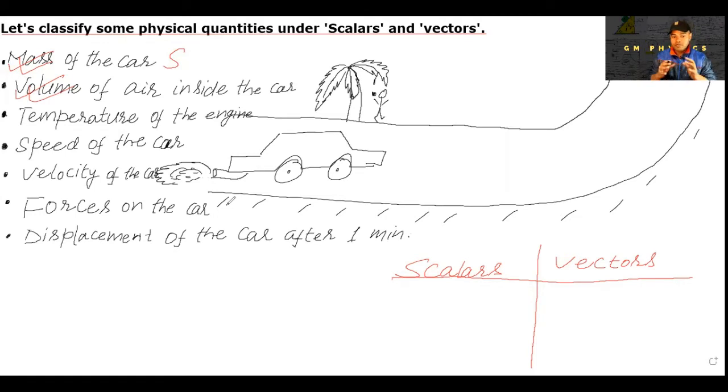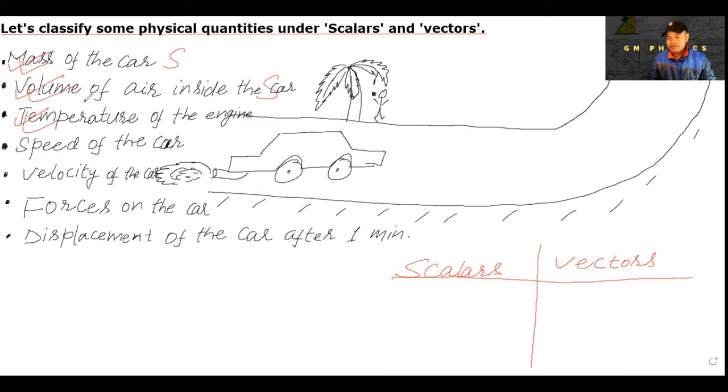Now it is the volume of air inside the car. Volume of air means the total space available inside the car for the air particles, or the total space occupied by the air particles inside the car. That means the space which is available for passengers and drivers. It doesn't talk about anything else. So the volume of the air, that is the total space available, is again only a magnitude, just a numerical value. So again, it becomes a scalar quantity, right?